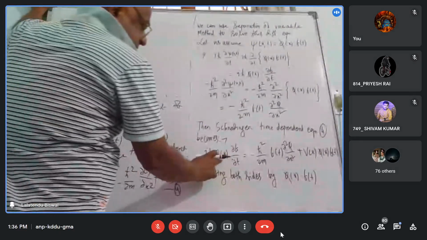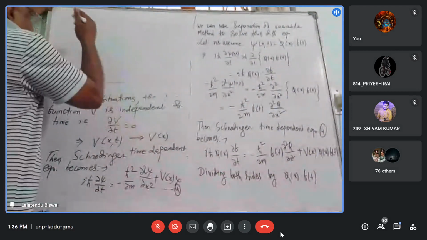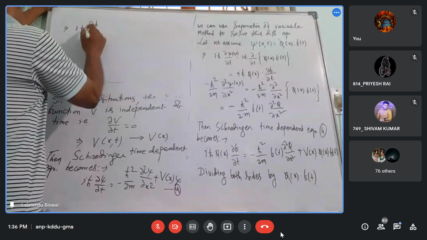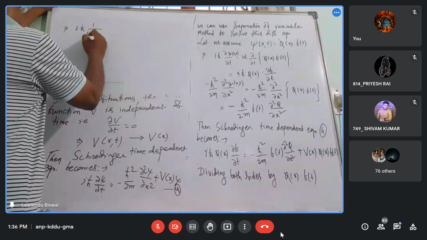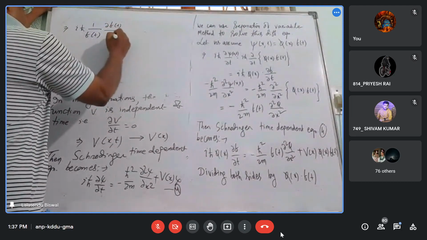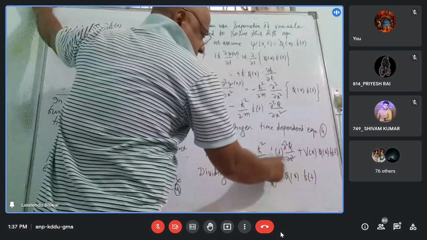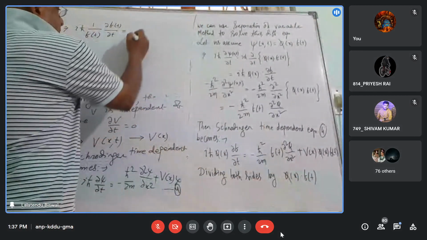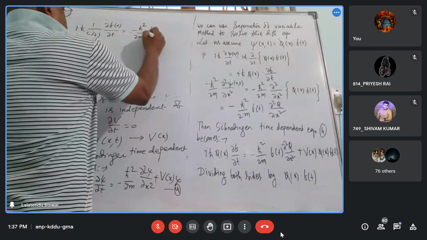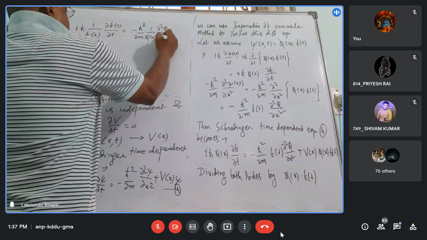In LHS, there is a phi h. So when you divide, this phi h will be cancelled. So what we shall see: iħ times 1 by Ft, del Ft by del t. In RHS, your Ft is there, Ft will be cancelled, so minus ħ square by 2m, 1 by phi x, del square phi by del x square.